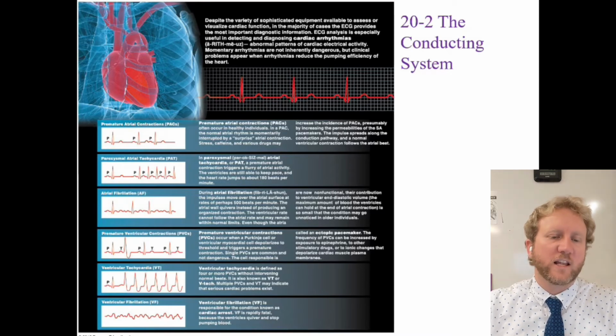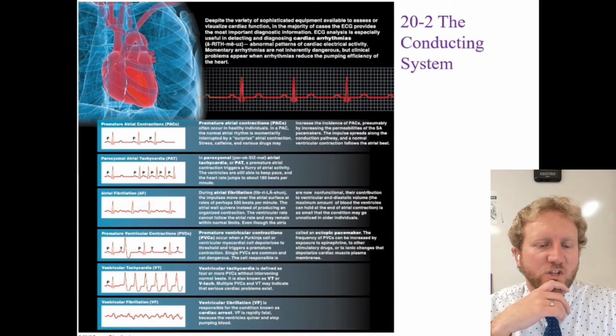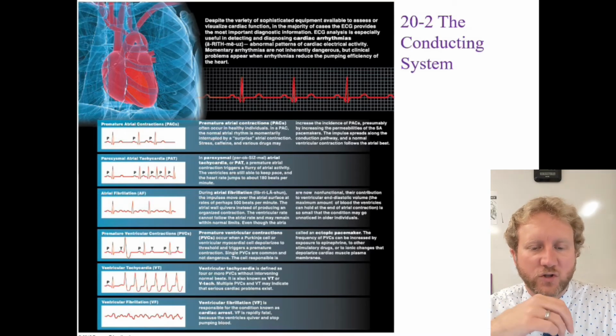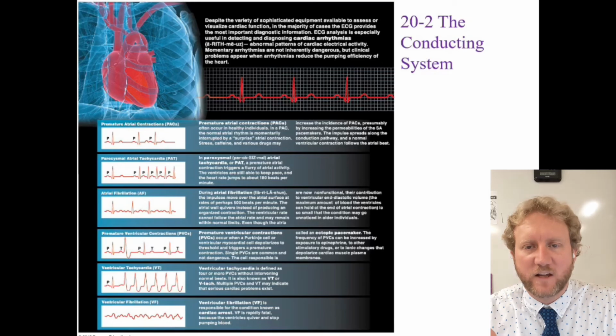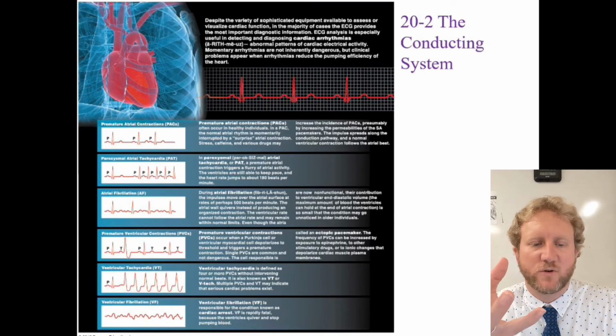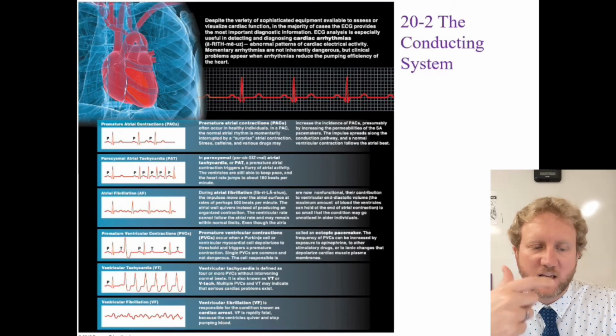Here are some other irregularities that you can see, like premature atrial contractions. Various things like caffeine and stuff like that can basically cause the atrium to contract prematurely. That can disrupt the rhythm.